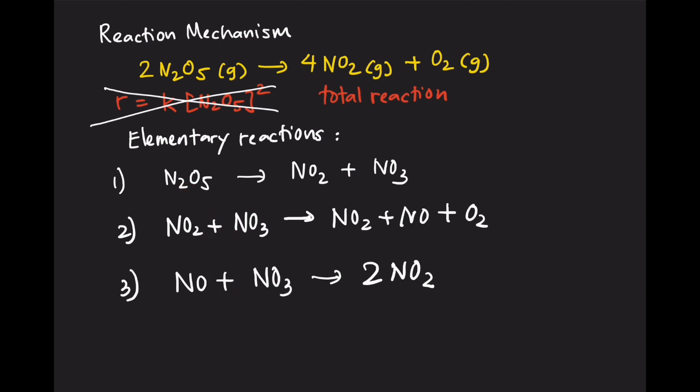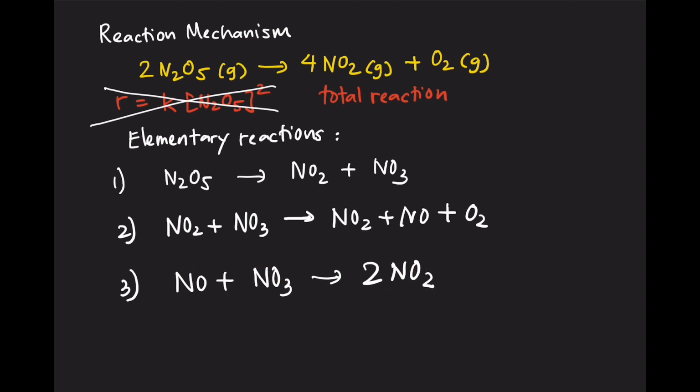In this case, one molecule of N2O5 will dissociate into NO2 and NO3. In the next step, 2 different molecules will collide together. And if they have a correct orientation and they have energy that overcomes the EA, it can produce NO2, NO, and oxygen. And finally, the NO will react with NO3, forming 2NO2.